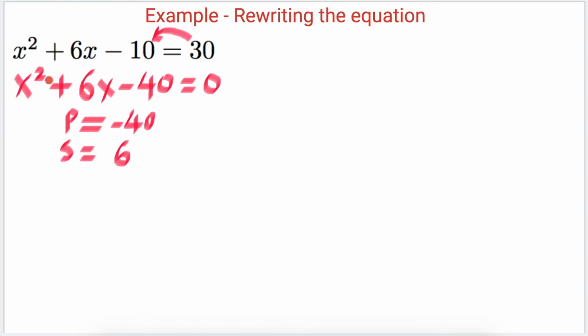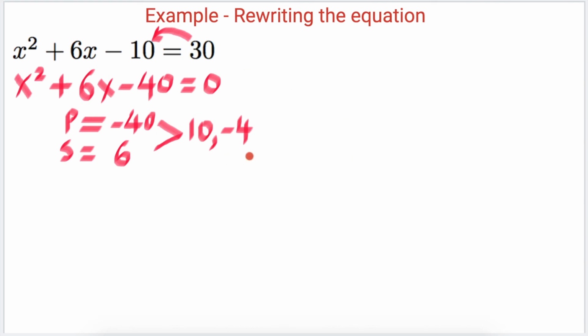The sum is the coefficient of the middle term, so just positive 6. So now we need two numbers. If we multiply them, we get negative 40. If we add them, we get 6. Those two numbers are 10 and negative 4. Let's see if this is true. 10 times negative 4 is negative 40. 10 plus negative 4 is positive 6. So these are the two numbers that we want.